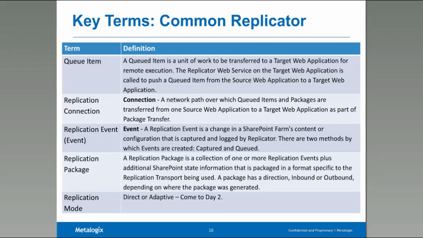Okay? And we'll see, we're definitely going to go into a lot more detail on this. And we're also going to talk about replication mode. We do have two modes, one being direct, which is your typical point-to-point, and then adaptive, which is kind of a mesh technology that we have. Okay.